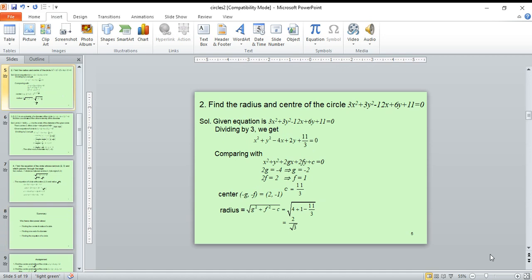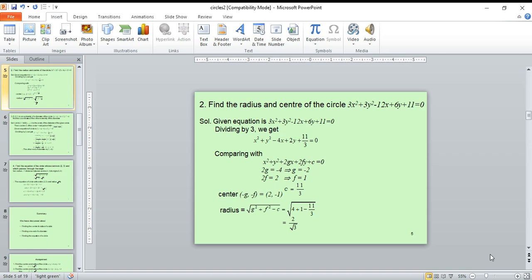Find the radius and center of the circle 3x square plus 3y square minus 12x plus 6y plus 11 equal to 0. So the given equation is 3x square plus 3y square minus 12x plus 6y plus 11 equal to 0.